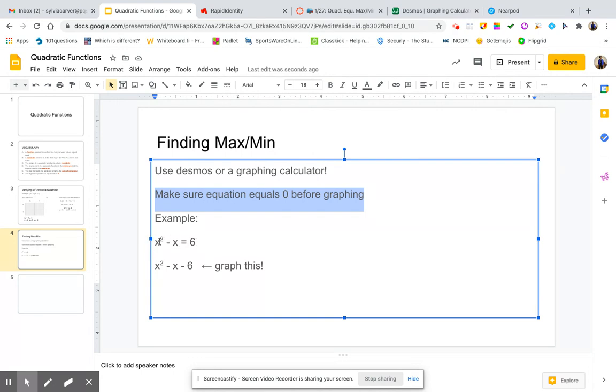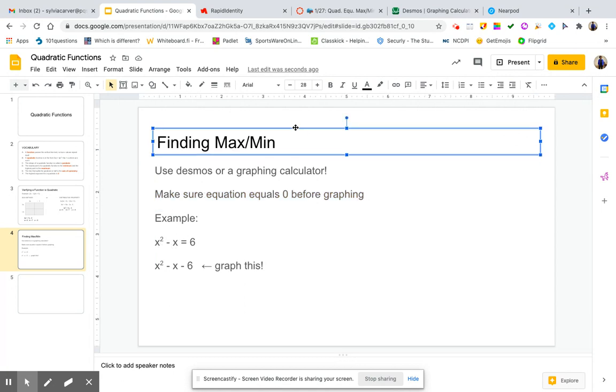I cannot type this in Desmos. So x squared minus x equals 6. I need to move everything over to one side of the equal sign. So this is a positive 6. I need to subtract 6 from both sides.